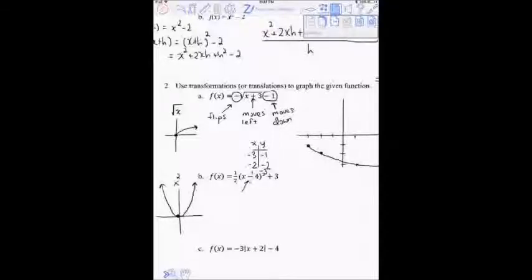Well, minus 4 inside the function is going to move right, because remember, inside the function is opposite. This plus 3 is going to move up. And then that 1/2 is a stretch.